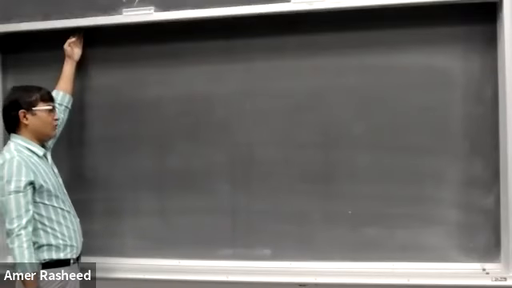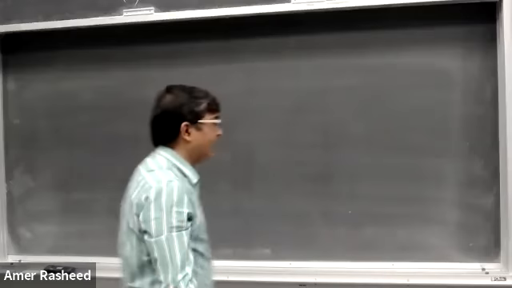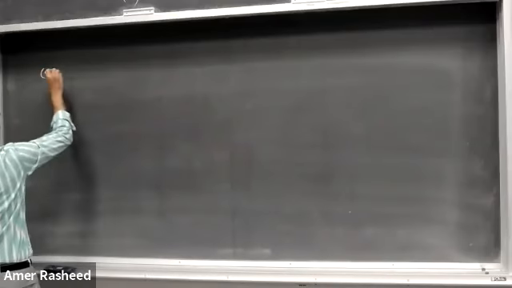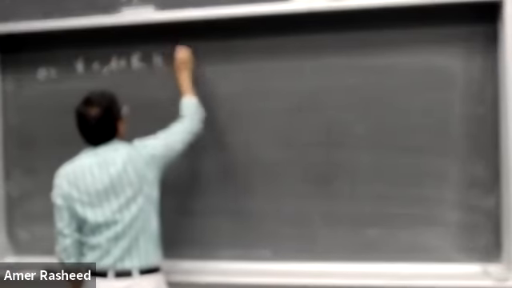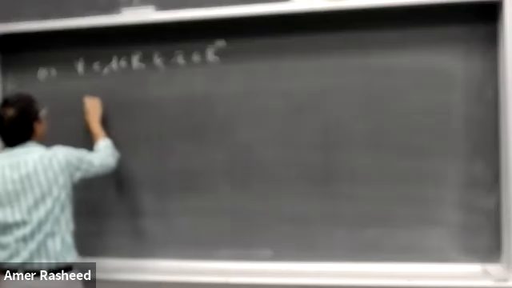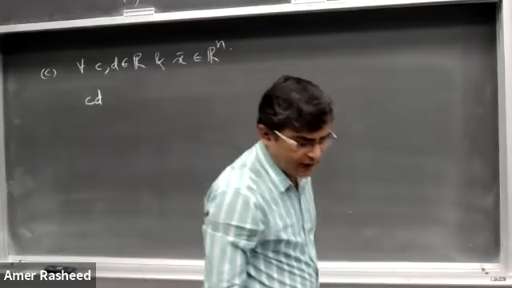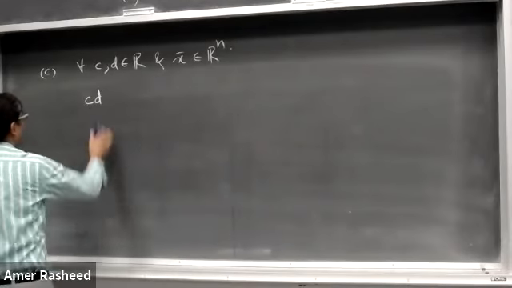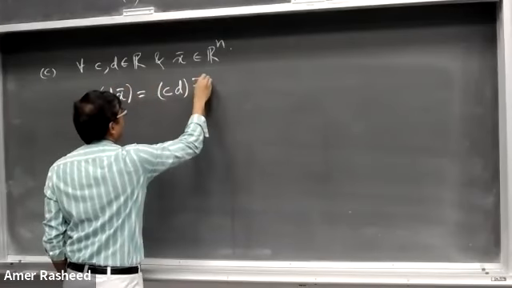Okay. We'll discuss it. Okay, don't worry. So the next property is again for all c, d belongs to R and x belongs to Rn: c times (d times x) is equal to (c d) times x.